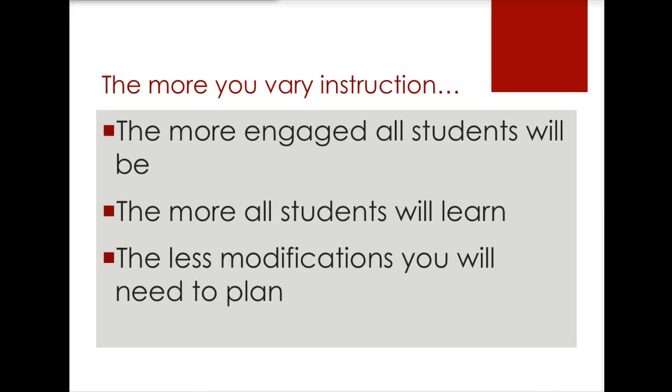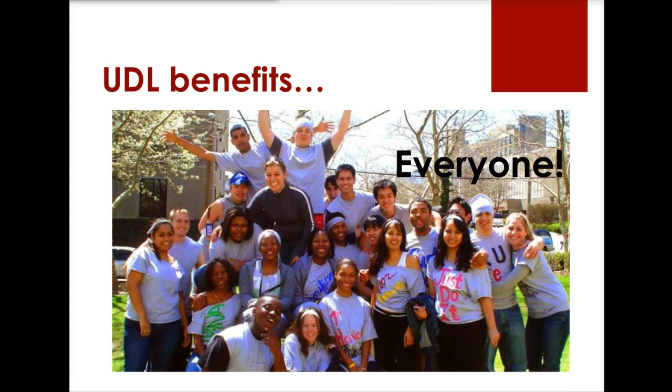The more you vary instruction, the more engaged all the students in your class will be, the more all students will learn, and the fewer modifications you'll need to plan for the students who do have disabilities. Universal design for learning benefits everyone. And it really is something that we want to try to be better about as instructors in institutions of higher learning, because our students will gain greatly from having that kind of instruction. Long gone are the days of pure lecture, and if you find yourself drawn to lecture, you want to think about alternative formats that you might use in order to help your students learn. If a lot of your students are failing a class or not doing well in class, that shouldn't be the expectation. That should be a red flag to us that we have to do something differently. And Universal Design for Learning offers us lots of different strategies for working with diverse students.